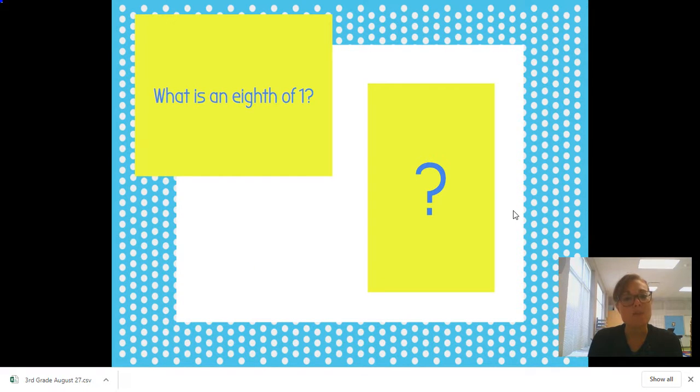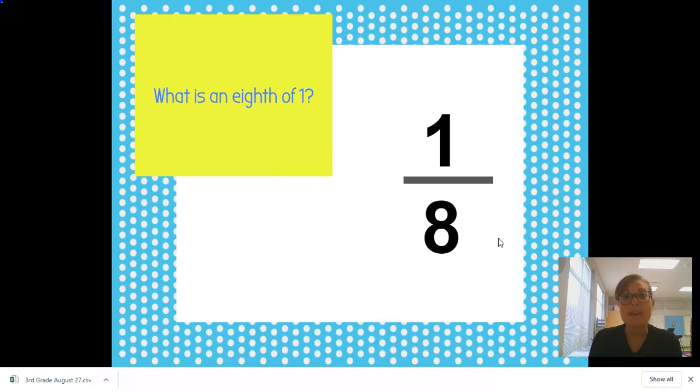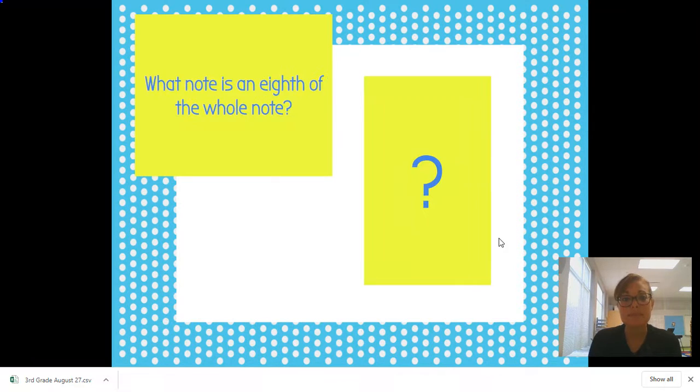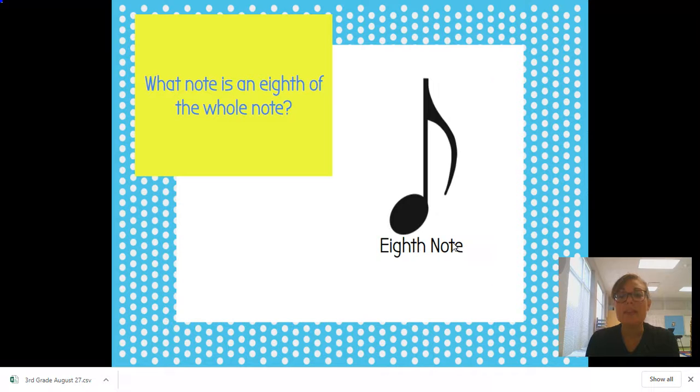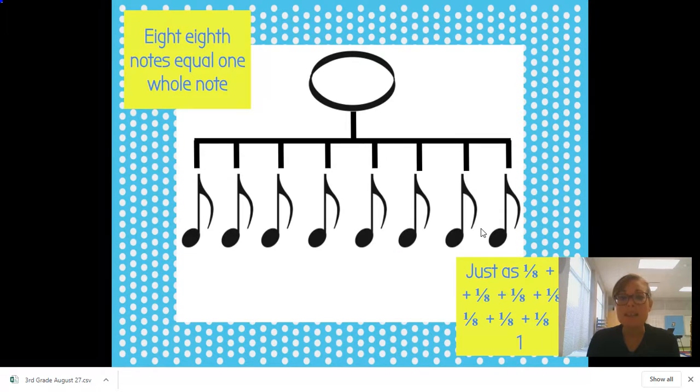What is an eighth of 1? 1/8. What note is an eighth of the whole note? If you said eighth note, you are correct. It will always take 8 eighth notes to equal 1 whole note.